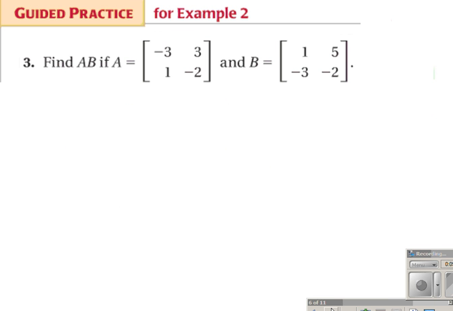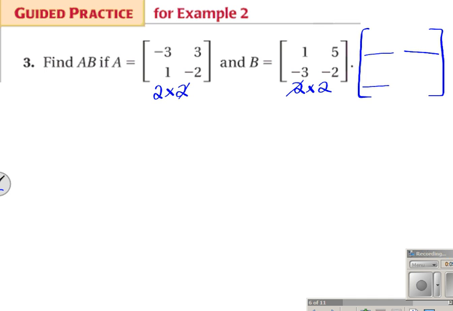All right, let's try another example. So we have again a 2 by 2 times a 2 by 2. So I'm sure you can tell right away our resulting matrix is going to be a 2 by 2. So I'm going to get that set up, ready to go. And I'm going to get my work set up, ready to go.